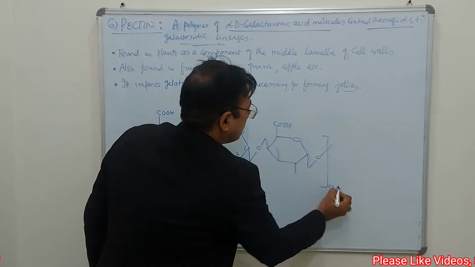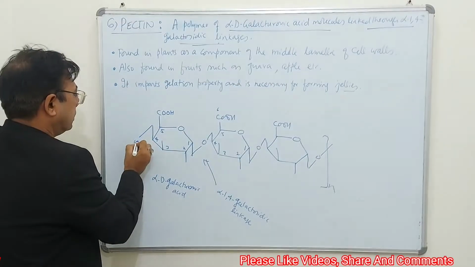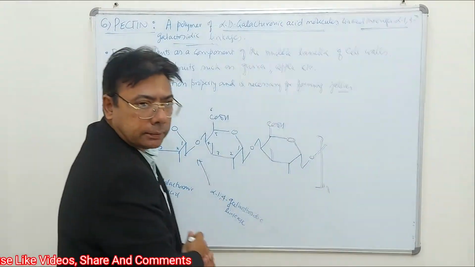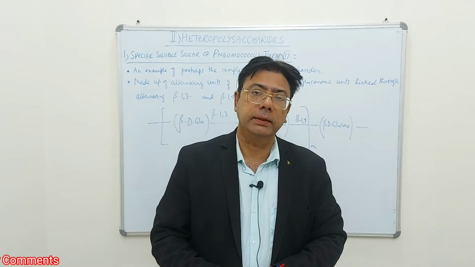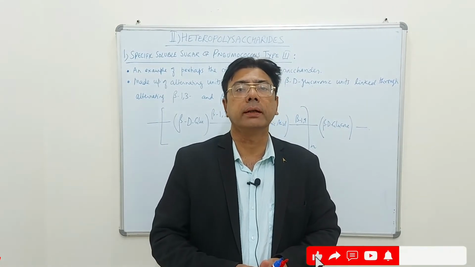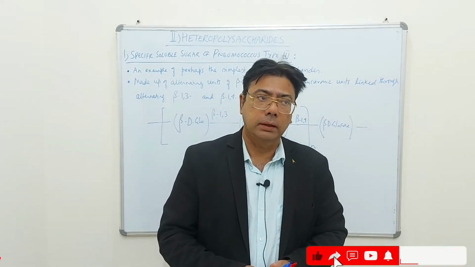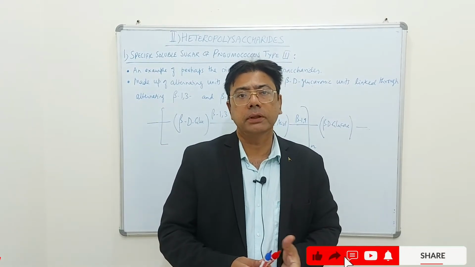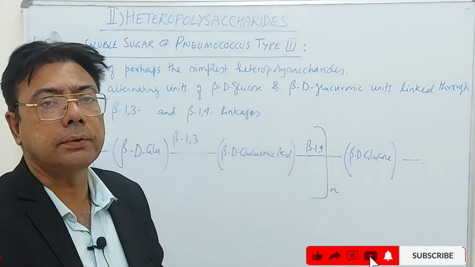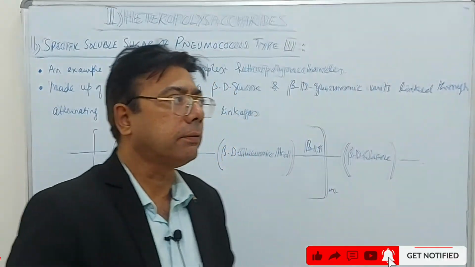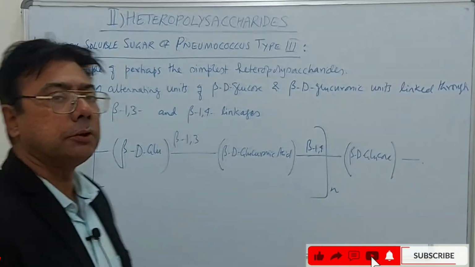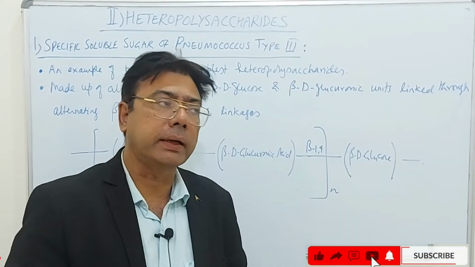So you go on, and what you get is pectin. Now talking about heteropolysaccharides, as I said earlier, these are made up of alternating sugar units and contain mostly two types of monosaccharide units. Here I am going to describe a few important heteropolysaccharides. The first and perhaps the simplest example is the specific soluble sugar of Pneumococcus type 3, which is a bacterium.